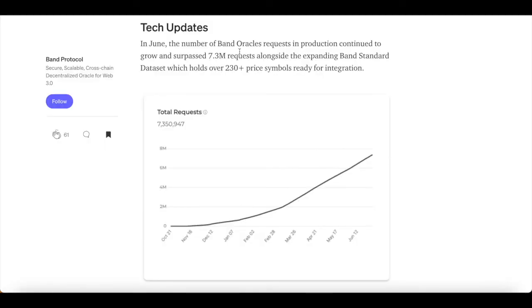Now, in June, the number of Band Oracle requests in production continued to grow and surpassed 7.6 million requests, alongside the expanding Band standard dataset, which holds over 230 price symbols ready for integration.